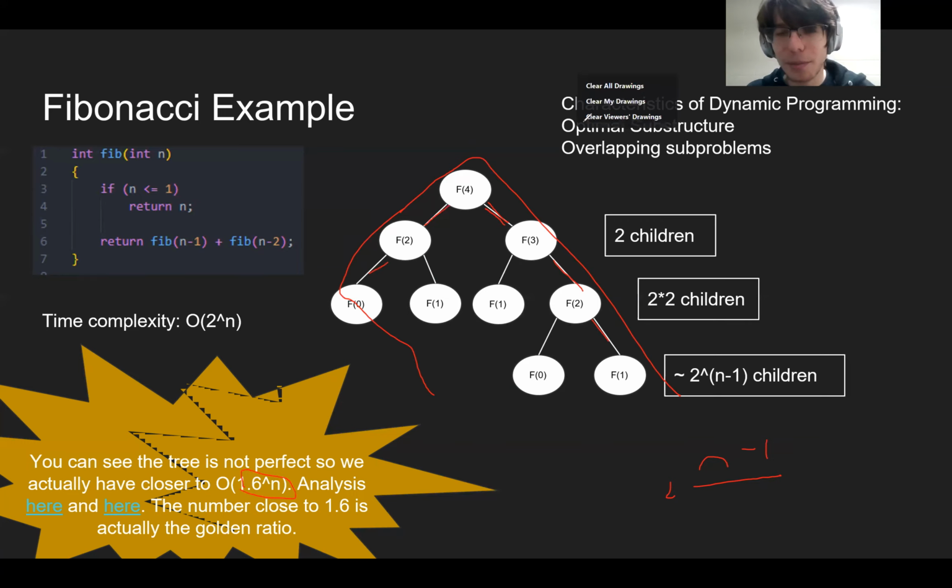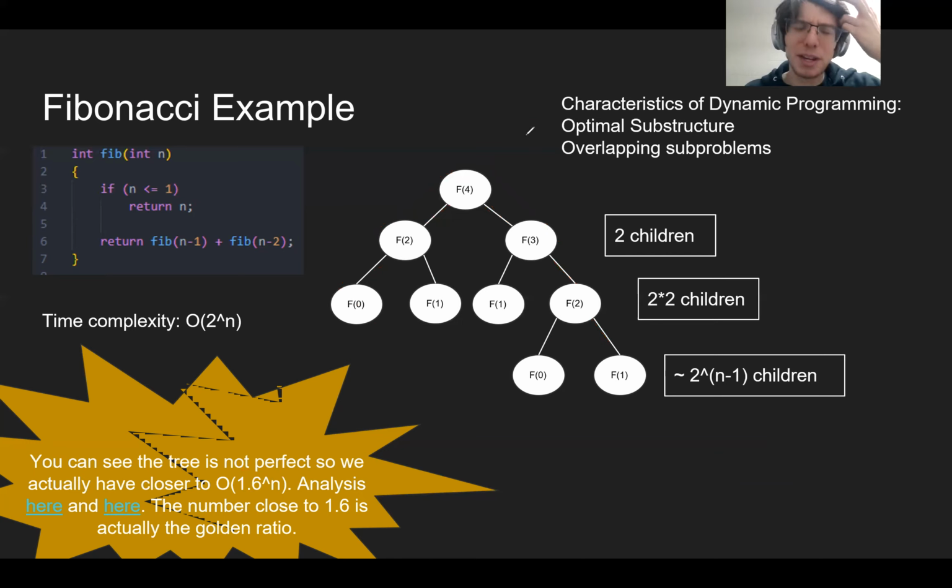But if we think about this problem, if we think of the Fibonacci problem, it's like, okay, if we have the fourth Fibonacci number, that's the third and the second, right?